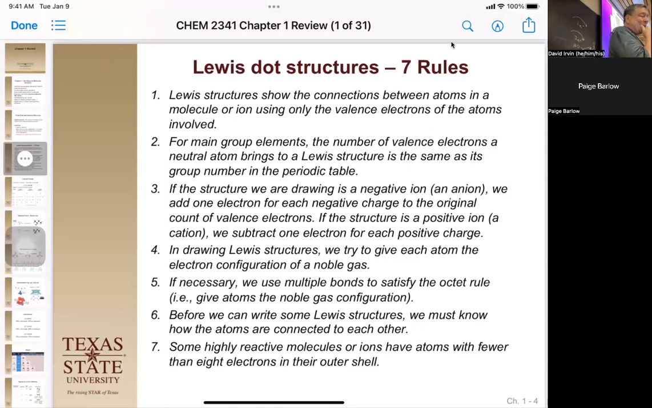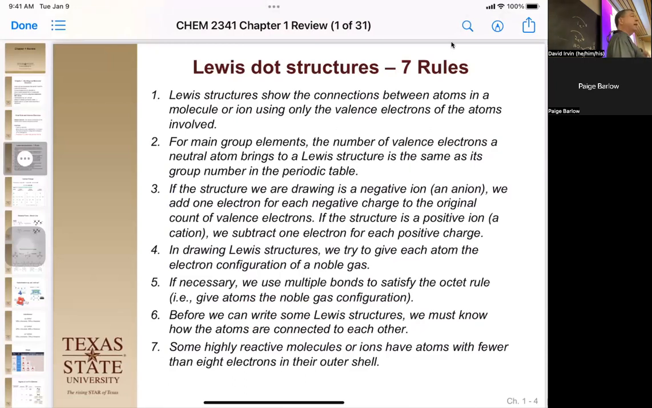Sometimes you'll have a highly reactive molecular ion. A carbocation only has 6 electrons around it. A carbanion actually has 8 electrons around it. A radical has 7 electrons around it. So that's what that means, and that's what the 7th rule is. But most of the time, we're talking about the first 4 rules.